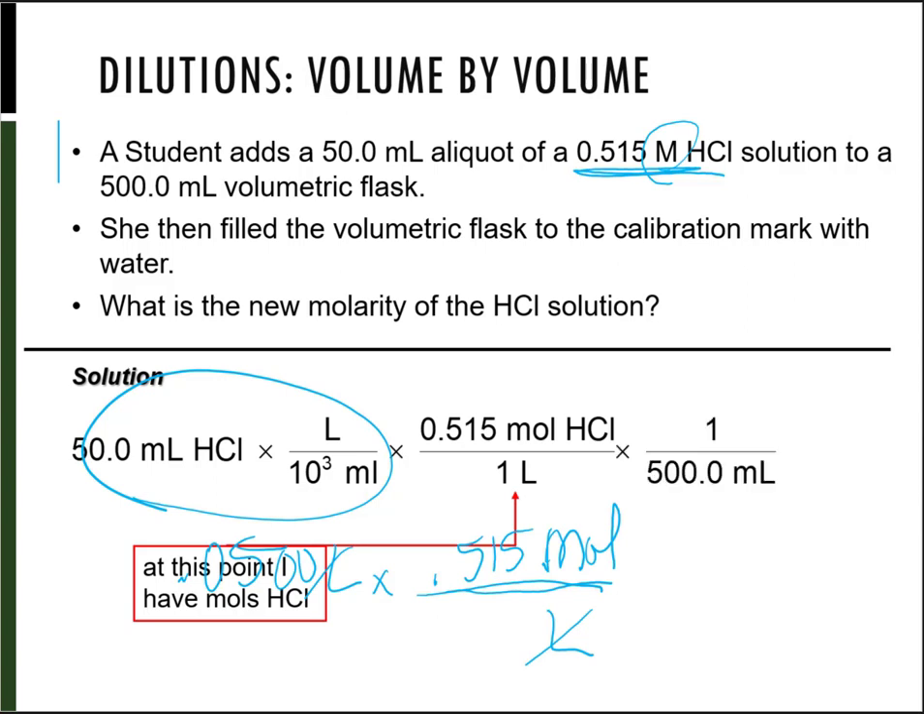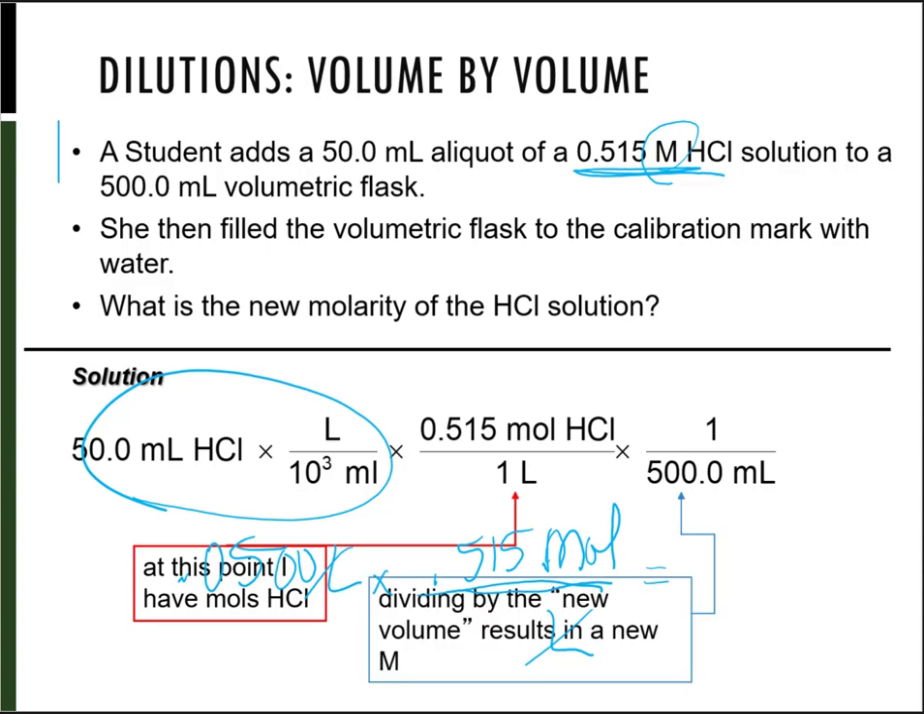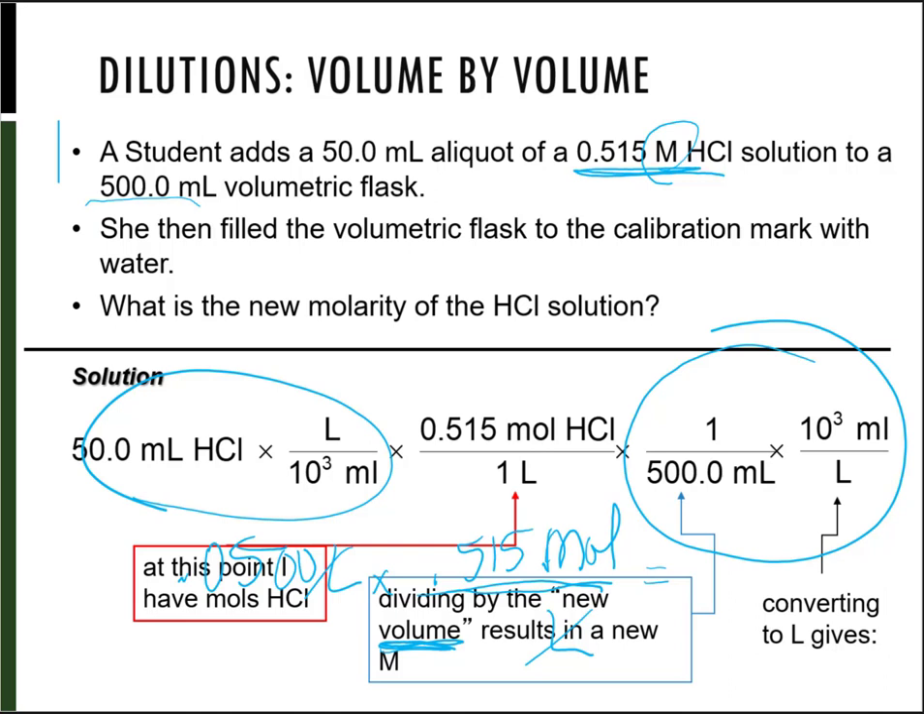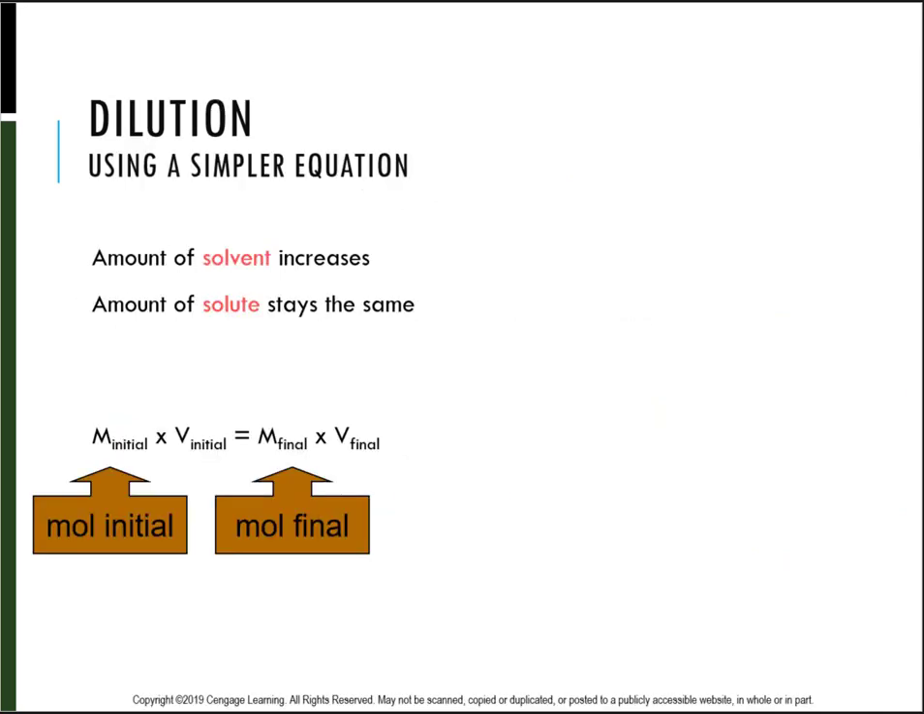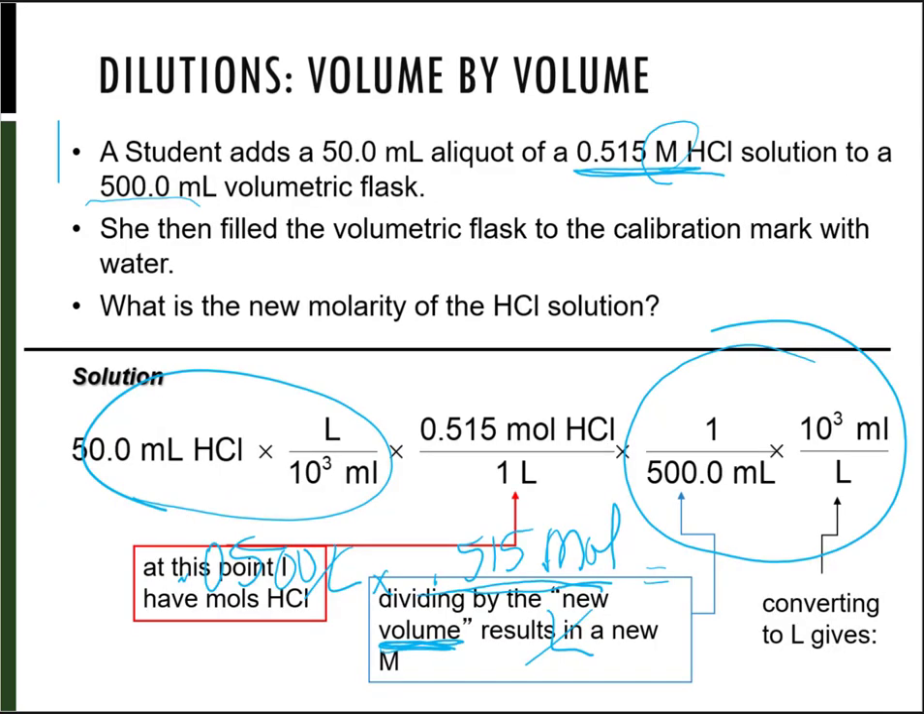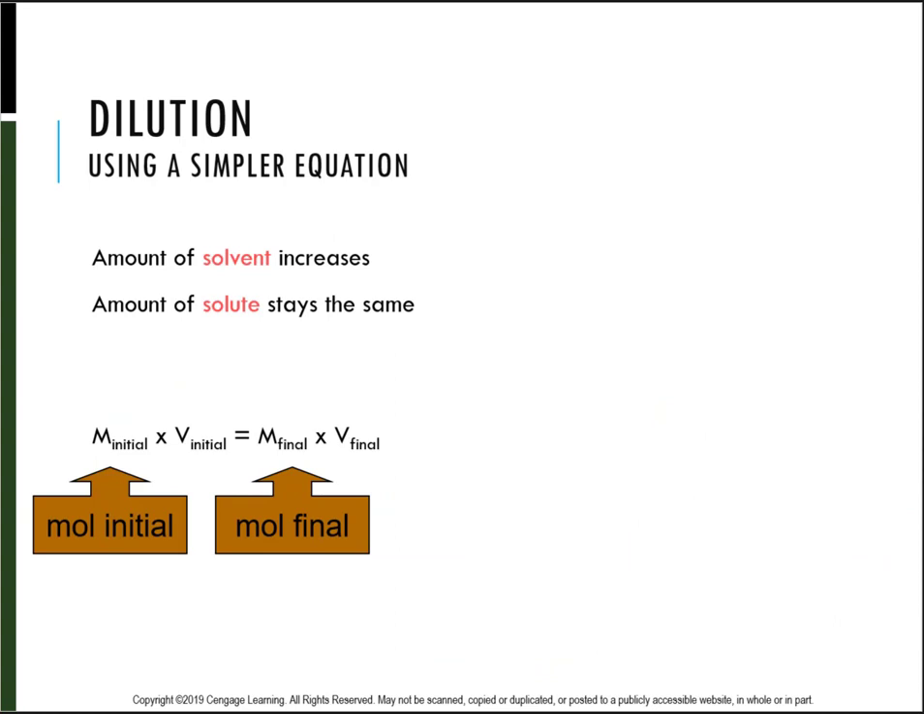Now I am left with, my answer will be in moles, and I'm going to divide by my new volume, which is 500 milliliters or 0.5 liters. And this was them just going from milliliters to liters.